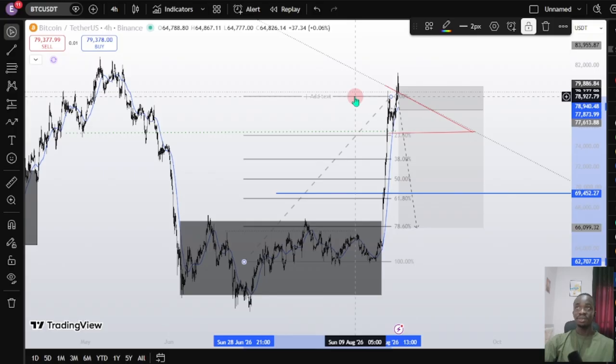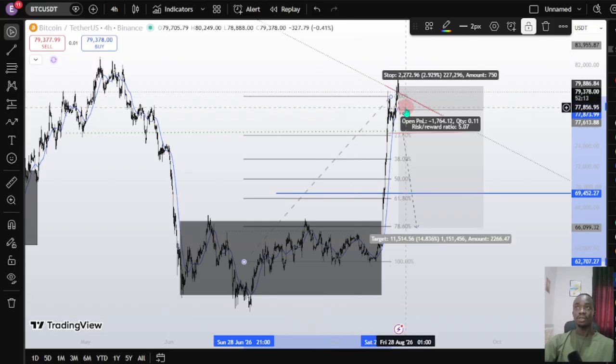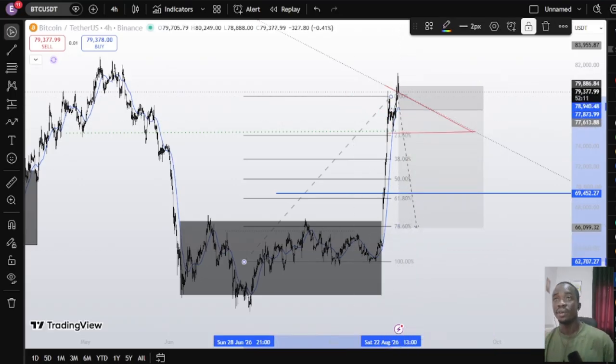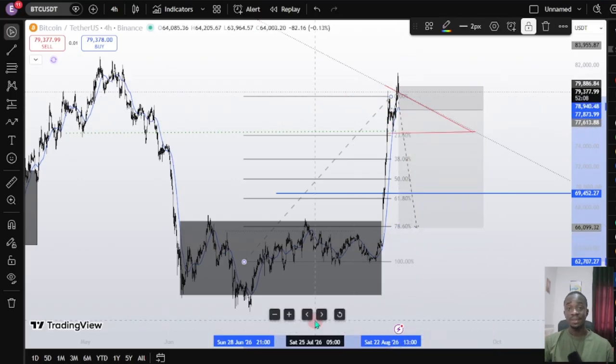Now I drew it up to this point here, and this point is a proper liquidity zone. It's coming to test this place, and once it breaks through from here, you go all in. So that is my prediction, and that's what I think about the market.